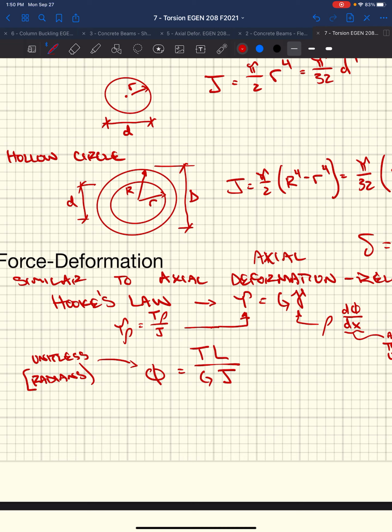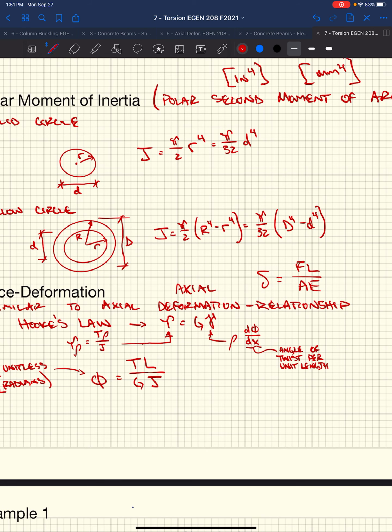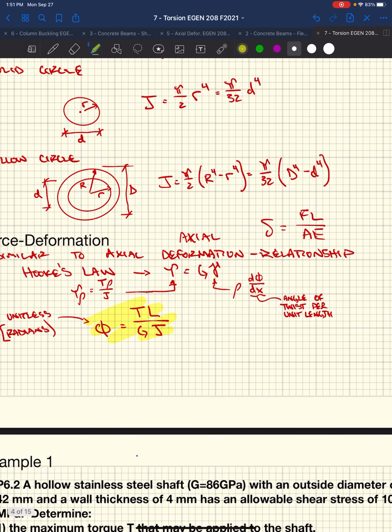How much has the cross-section rotated? Well, how much that value is dependent on the amount of torque that's applied, the length of the shaft, your shear modulus of elasticity, and your polar moment of inertia, right? How stiff is your cross-section to rotation? Very similar to our PL over AE, right? This would be an important one, okay?